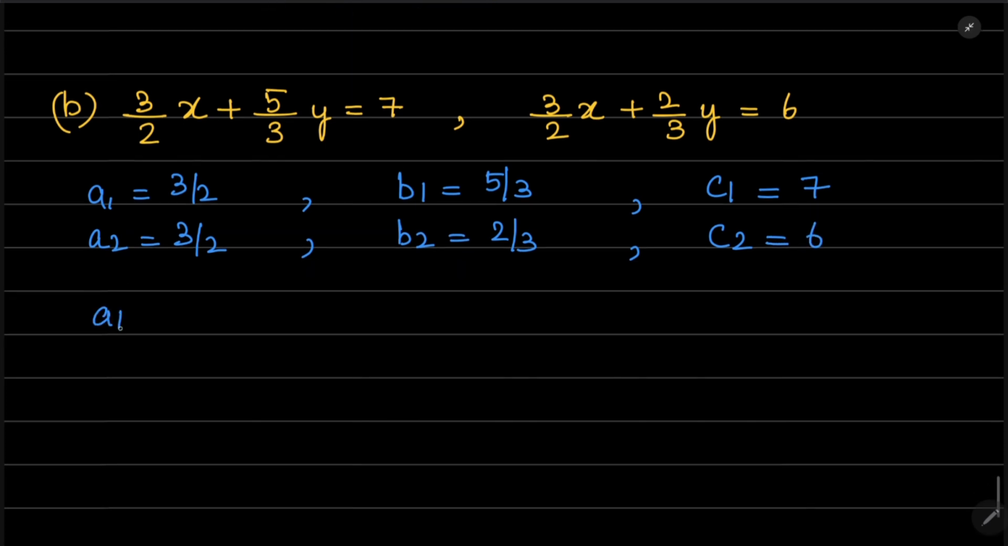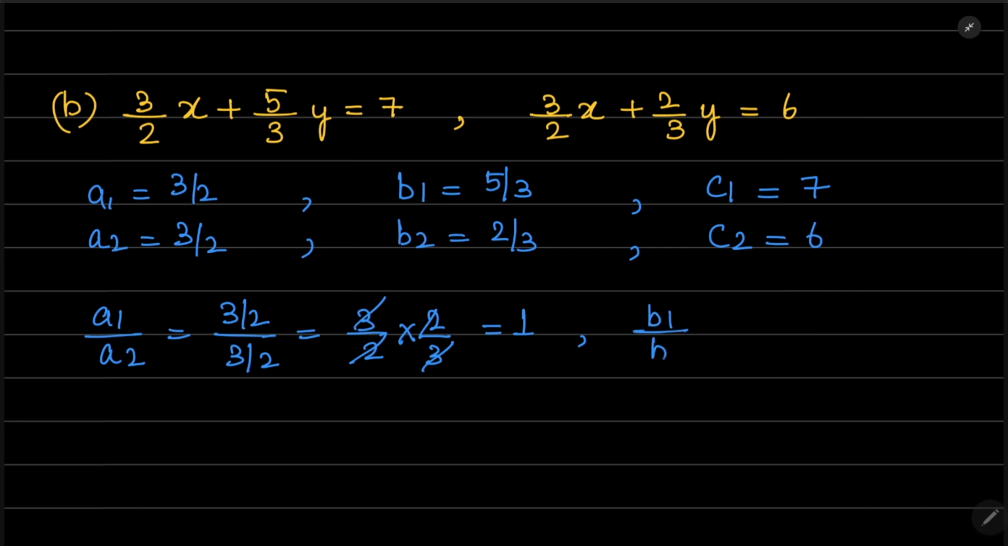Now let's take the ratios. What is A1 by A2? It's nothing but 3 by 2 divided by 3 by 2. Okay, which will be, it's nothing but 3 by 2. If the denominator is a fraction, if you bring it to the numerator, you'll have to take the reciprocal. So it's 2 by 3. So it'll all get cancelled and it is just 1. What is your B1 by B2? 5 by 3 whole divided by 2 by 3. So again, it's 5 by 3 multiplied by 3 by 2. So 3 gets cancelled. It is 5 by 2.